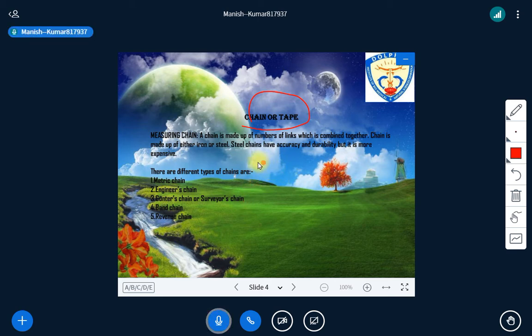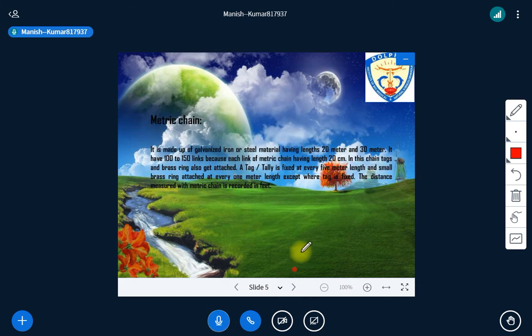And these are the different kinds of chain already in use: metric chain, engineer's chain, Gunter's chain, band chain, and revenue chain, right? But generally nowadays the metric chain is very much in use. So let me explain what a metric chain is. The metric chain is made up of iron or steel, and the general length is 20 to 30 meters, right?